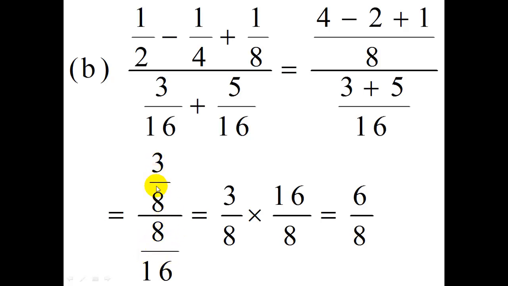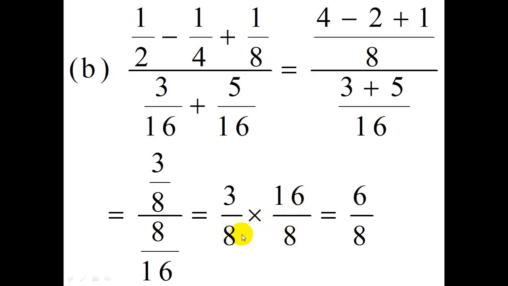Now there is 3 over 8 divided by 8 over 16. Don't forget that as soon as the division sign changes to multiplication, the denominator now becomes the numerator, and the numerator becomes the denominator. And this is equal to 3 over 8. The 3 over 8 remains the same. Now times, the denominator now becomes the numerator. So we have 16 over 8.